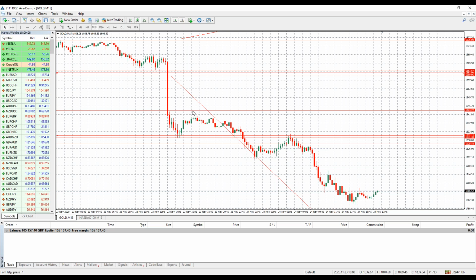If I can activate my line. There we go. Okay, so there's the resistance. So support, resistance, resistance, resistance. Hits here, bounces up, support. So you've got a sell stop down here and a buy stop pending order up here.